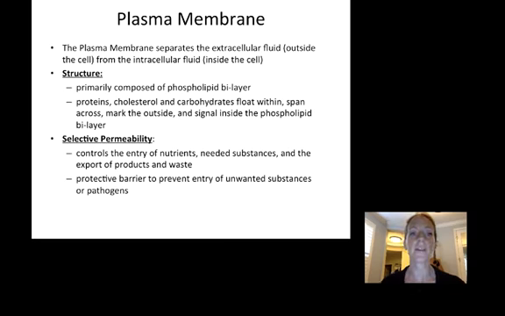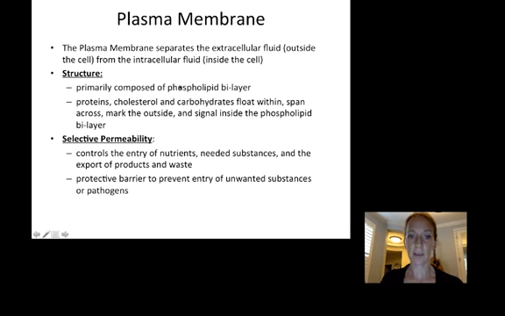We're going to start with the plasma membrane. So the plasma membrane separates the outside fluid or the extracellular fluid from the inside fluid or the intracellular fluid. It is primarily composed of macromolecules called phospholipids. Phospholipids are in a double layer. So it is primarily composed of a phospholipid bilayer, or two layers of these phospholipid molecules. I'll show you those in a sec.